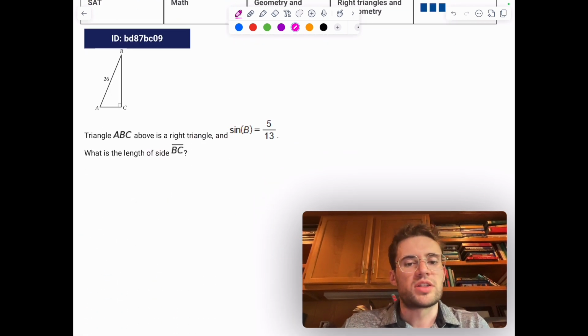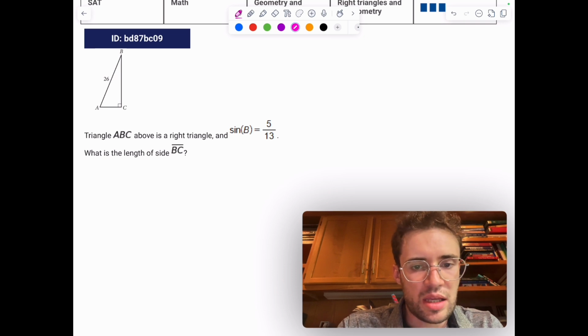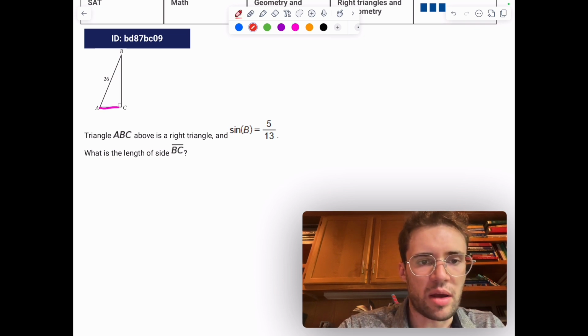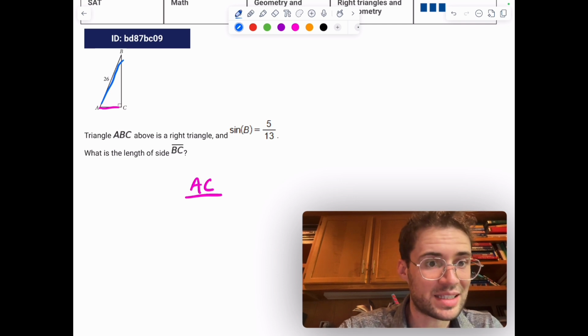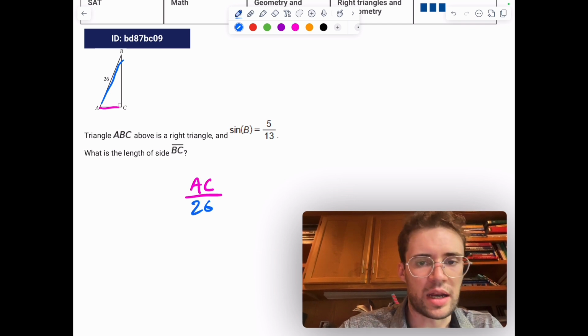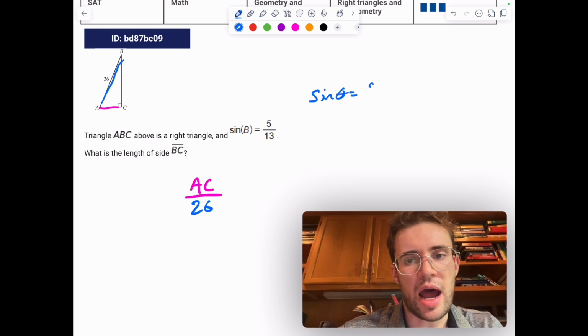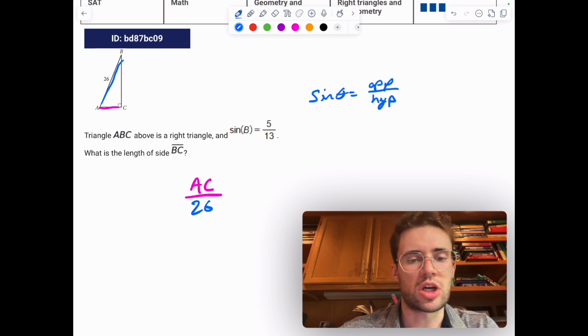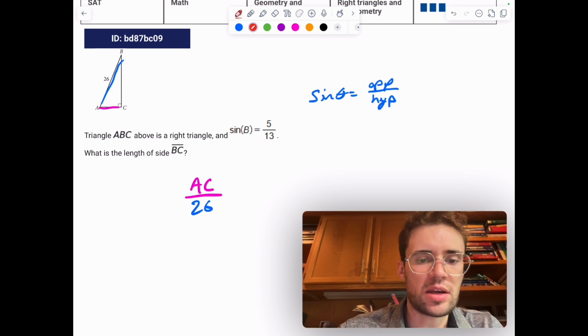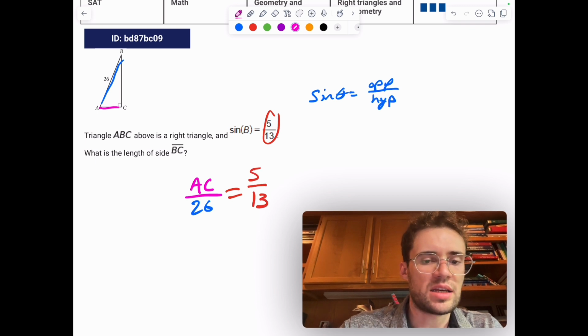Triangle ABC above is a right triangle, and sine of B equals 5 over 13. That's opposite over hypotenuse. The ratio of AC to AB is 5 to 13, and they give us that AB is 26. So we don't know what AC is yet. AC over 26, this is AB, the hypotenuse. And again, that's because sine of theta is equal to opposite over hypotenuse. Right? So in SOHCAHTOA, AC over 26 is equal to this ratio they gave us, 5 over 13. All right, we can use that to find AC by just multiplying both sides by 26.